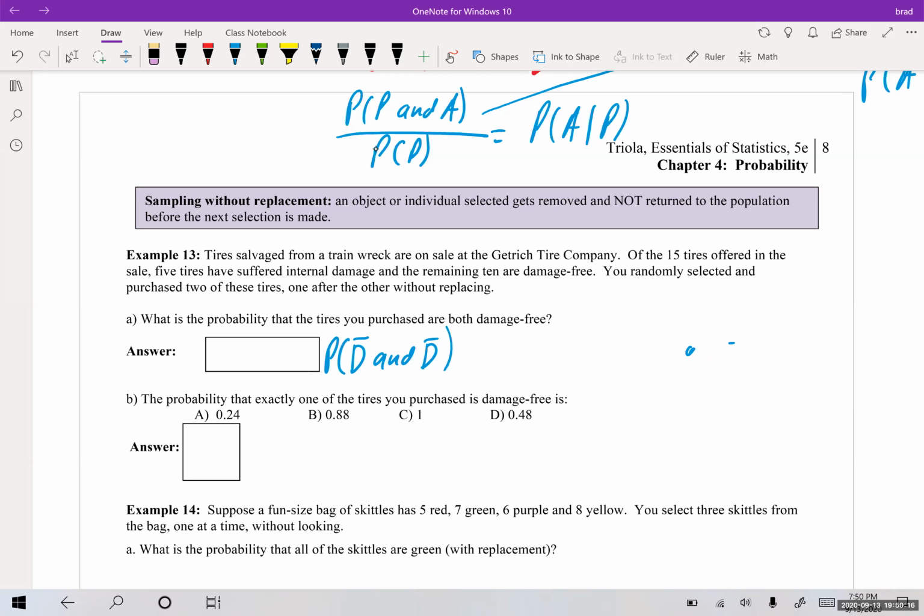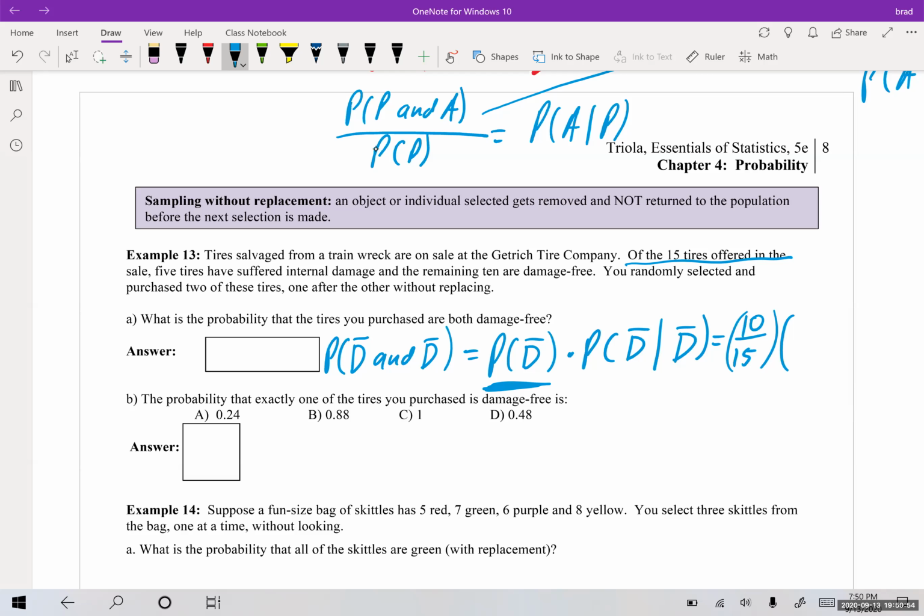Let me make some space here. Okay, so probability of damage-free and damage-free. How many tires have no damage on them? Of the 15 tires offered, 5 have suffered internal damage and the remaining 10 are damage-free. So I know that this is going to be 10 out of 15 for damage-free. Let me write this out: probability of damage-free times probability of damage-free, given that the first tire was damage-free. This first one will be 10 out of 15.